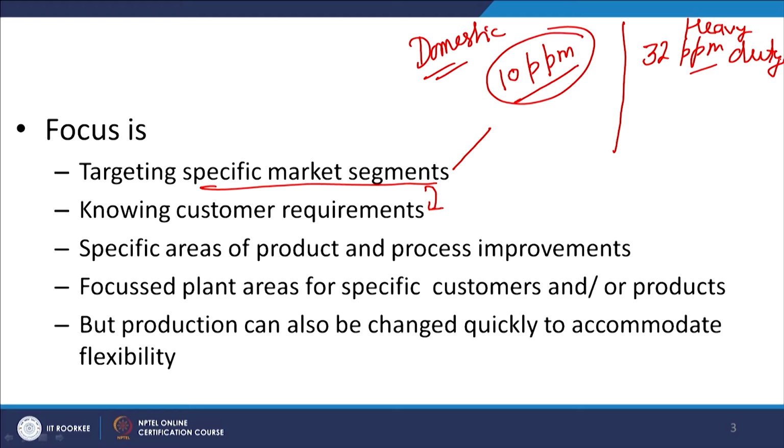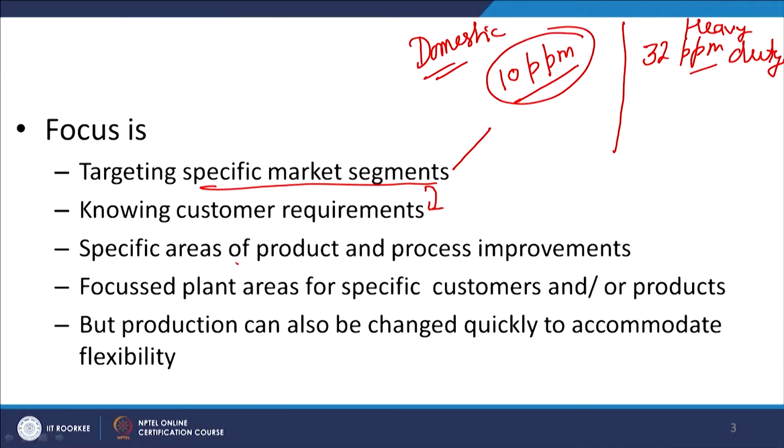So, based on whether I am going to serve the domestic customers or heavy duty printers, I will specifically determine what the expectations and requirements of those market segments are. So, this 10 pages per minute or 32 pages per minute is a result of understanding my market segments, and therefore, I determine what the requirements of that market segment are.